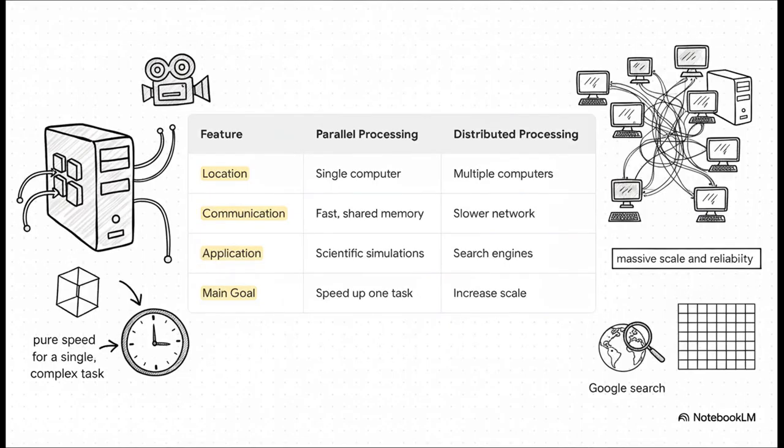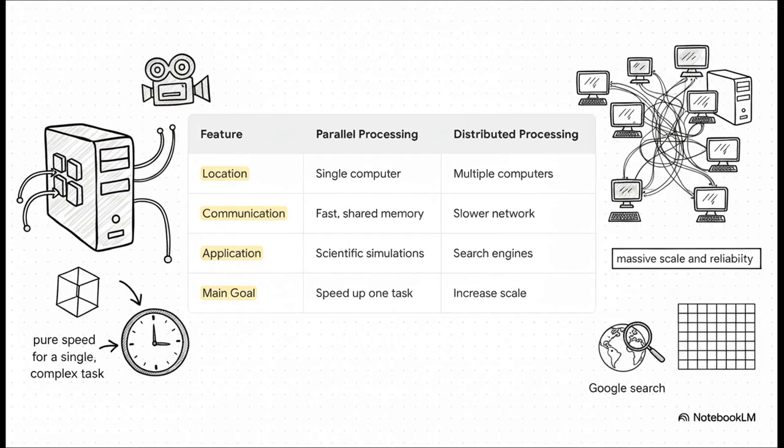And here's how that all plays out in the tech world. With parallel, everything's inside one box, right? All the CPUs can talk to each other using super fast shared memory. The main goal here is just one thing: speed. How can we get this one really complex task, like rendering a 3D movie, done faster?